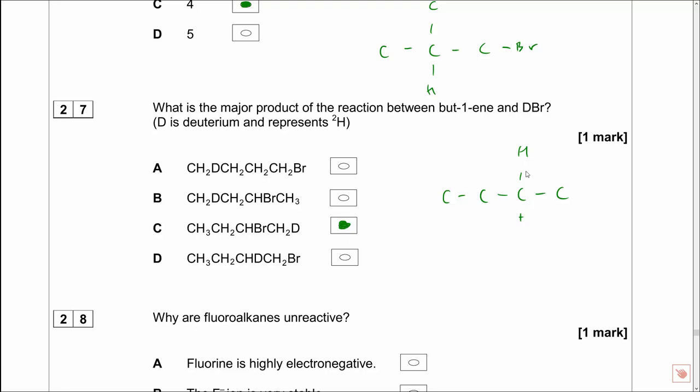Can't be the rest, because obviously your Br and your D have got to be next to each other. But in this case, D would attach there first, and then the Br would attach there second. Just like that, the minor product would be those two switched. They've got to be next to each other, so straight away you can say it's either got to be C or D. This would be the minor product. It's got to be C. That's annoying, that, actually. That's even more annoying.